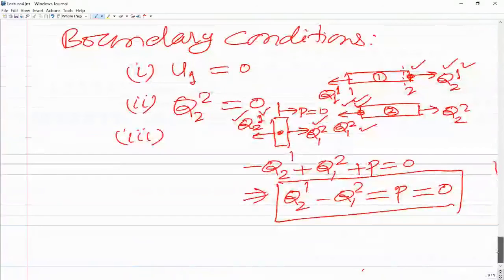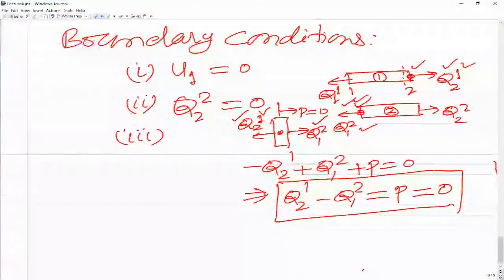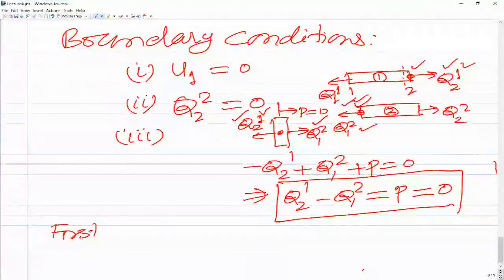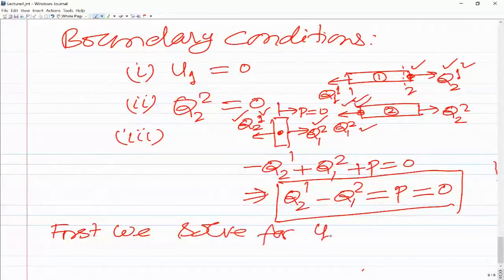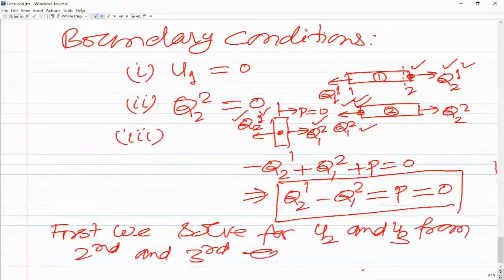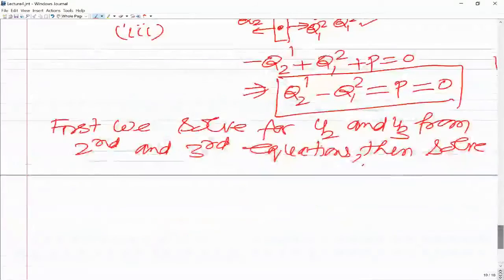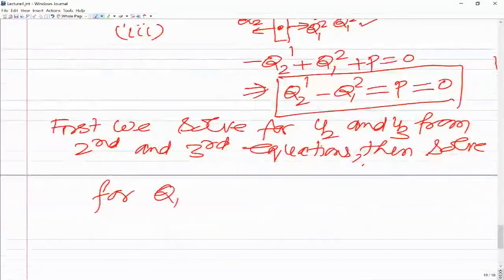So what I'm saying is that first we solve for u2 and u3 from second and third equations, then solve for q11 from first equation.